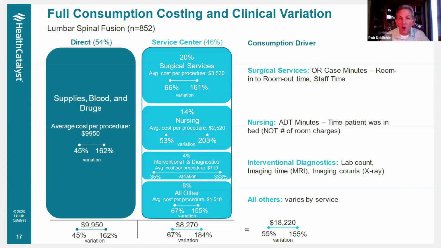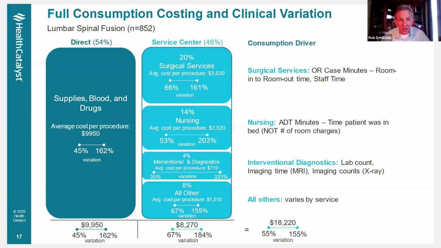And your mix is certainly not primarily surgical. There's a large book of business, especially with COVID, of medical admissions. So we need to understand service center costs. The second point is you can see significant physician variation. So if you look at the bottom, even though the average was $9,950 for direct costs, we see variation anywhere between 45% of that $9,950 or 162% of that $9,950. So there's significant variation.